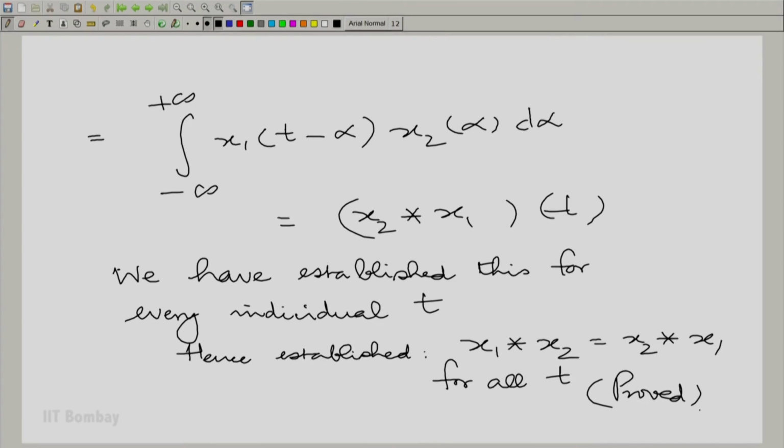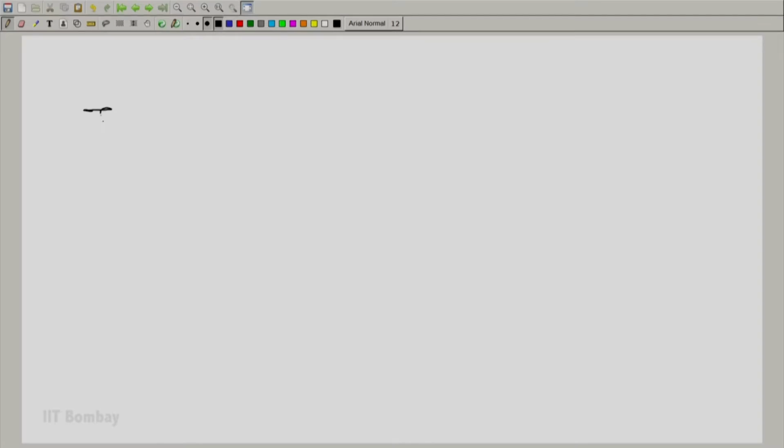Proved. Now, a very similar proof can be given for discrete time convolution. For the sake of completeness, let us complete that proof also. So, what we would have there, x1[n] and x2[n] being convolved.